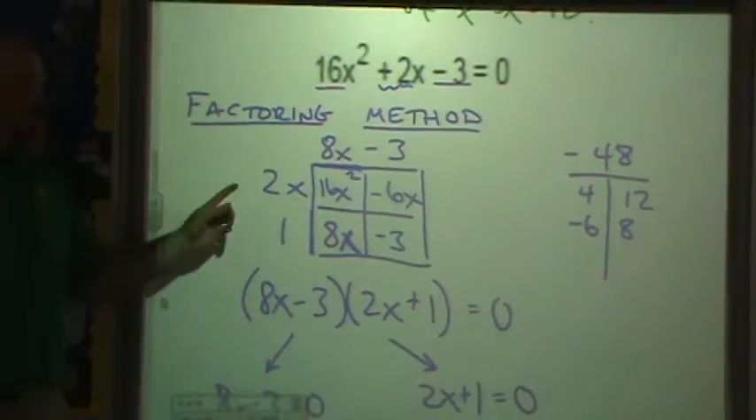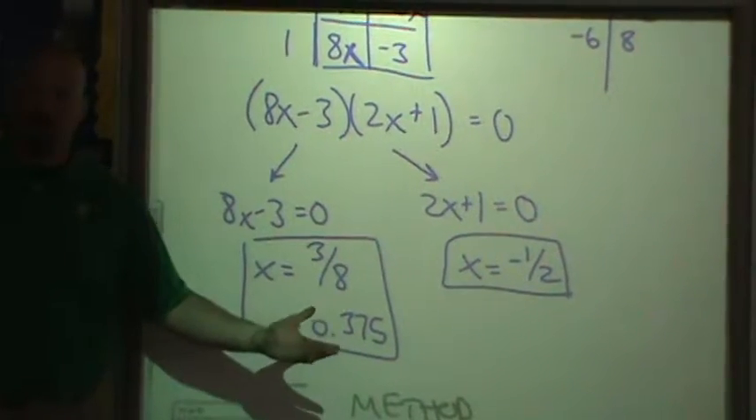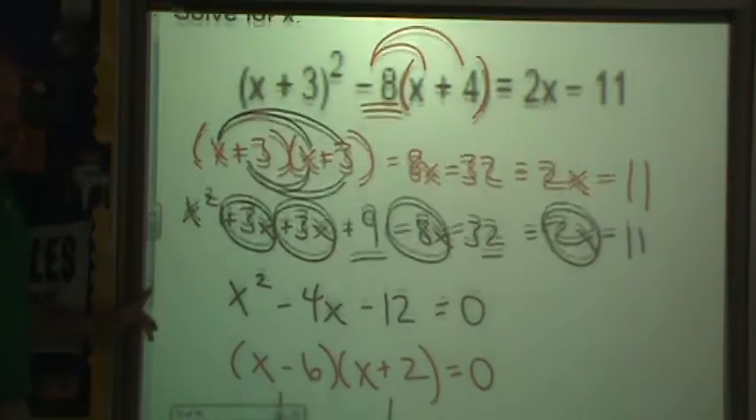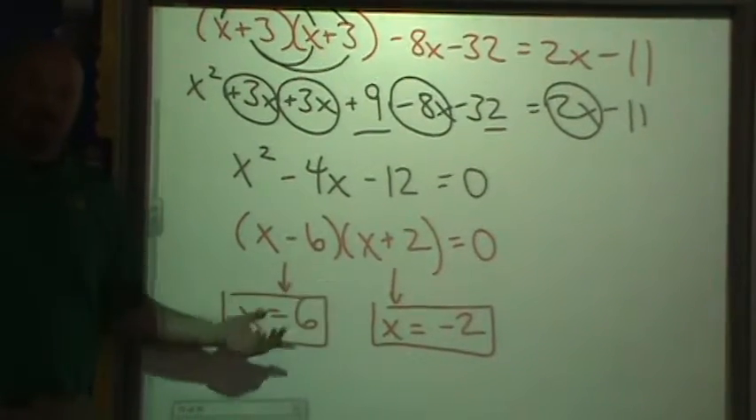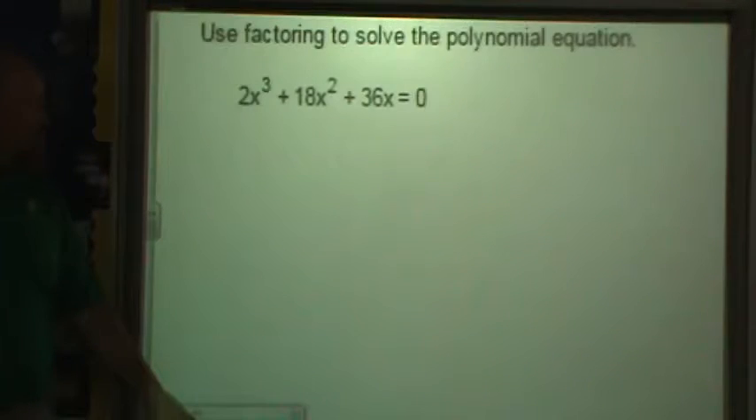Set it equal to 0, factor, find the zeros from that factored form. Sorry, where were we? Uh-oh.